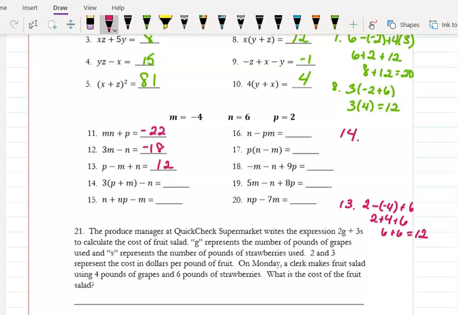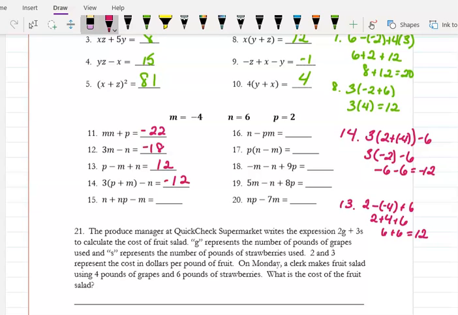Okay, so number 14, we have 3 times p plus m is 2 plus negative 4 minus n is 6. Okay, so in the parentheses, let's keep that 3 for a minute. 2 plus negative 4. So remember, plus negative really means 2 minus 4, which would be negative 2. Then we multiply. 3 times negative 2 is negative 6 minus 6. And again, combine those two 6's and keep the negative. So negative 12.